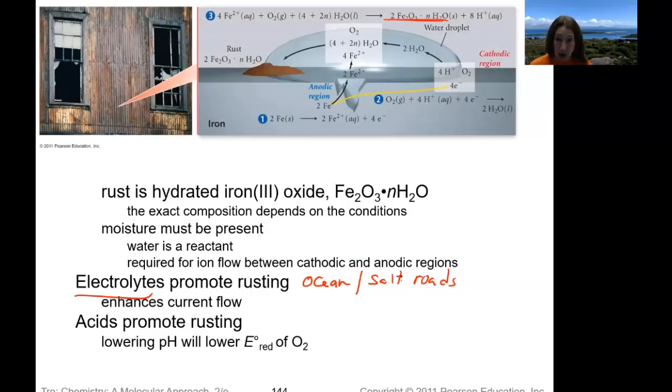So as to not rust the engine. Or if you get a scratch in your car, well, cars are mostly made of fiberglass, but if you did have metal on the outside of your car, it would rust if you got a scratch. And again, if you have an acidic condition, it's going to be even greater. So if you have a wet, salty, acidic condition, rusting is going to be rampant.